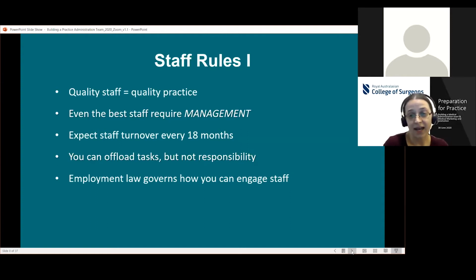You need to have some processes and systems in place and understand your practice well enough that you'll be okay when they do change. You can offload a lot of the tasks, you can delegate a lot of the things that need to happen in your practice, but again, that responsibility comes back to you. So you need to have a bit of an awareness about how some of these things are working. And really importantly, you need to be familiar with the employment law that governs how you engage staff.